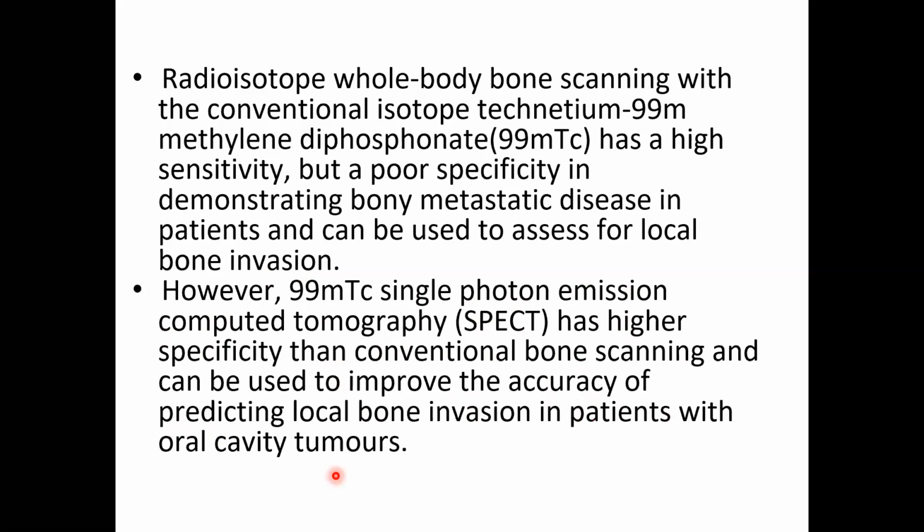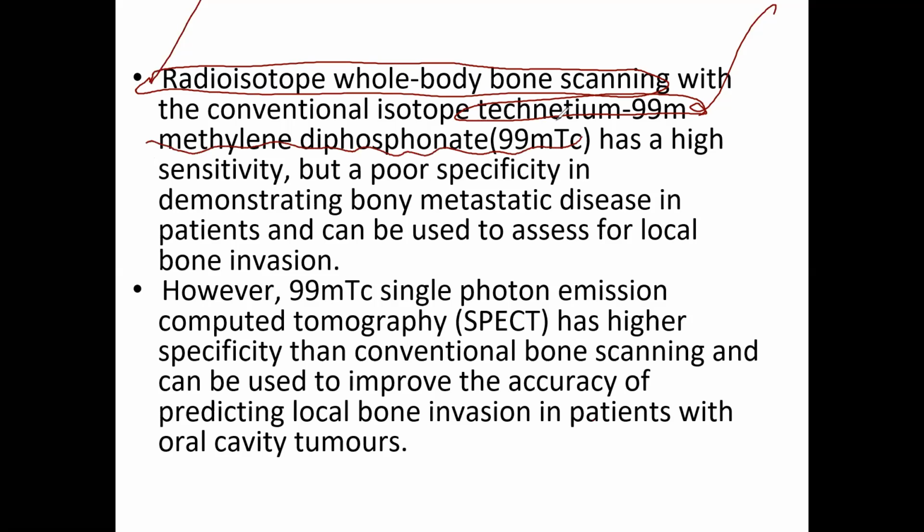So as you could see here, you should keep in mind this radioactive isotope whole body bone scanning. What is that conventional technetium 99m? Technetium 99m, you will be using that in the scan. That is nothing but methylene diphosphonate. Methylene diphosphonate has a high sensitivity. Even the minutest lesion can be seen with this, that is why it has high sensitivity. But it has poor specificity. You don't know exactly where it is located, but the sensitivity is high.